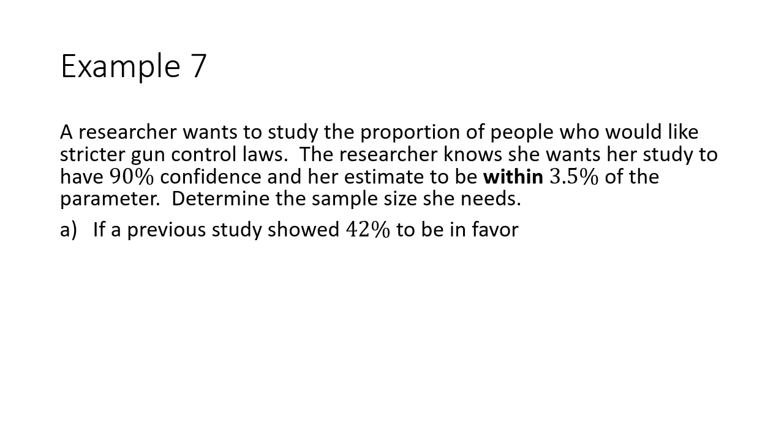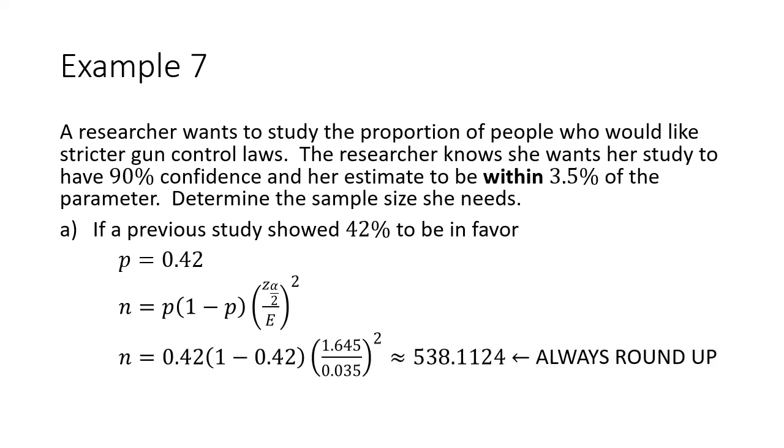Now, if a previous study showed that 42% of the population was in favor of having stricter gun control laws, well then P is 0.42. I have my formula that we just gave a minute ago, and then it's just a matter of plugging all the numbers in and doing the order of operations correctly. So again, be careful. Practice doing this on your calculator.